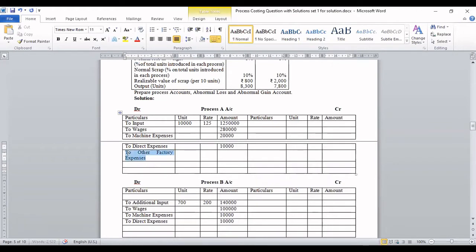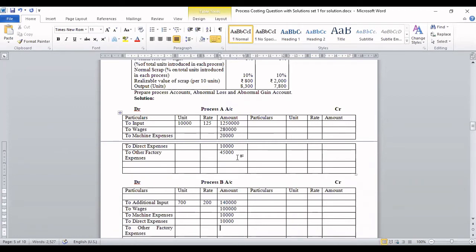What is the amount given? 45,000. Very good. For process B, other factory expenses is 22,500. You said, na? Yes, sir. Okay, very good.